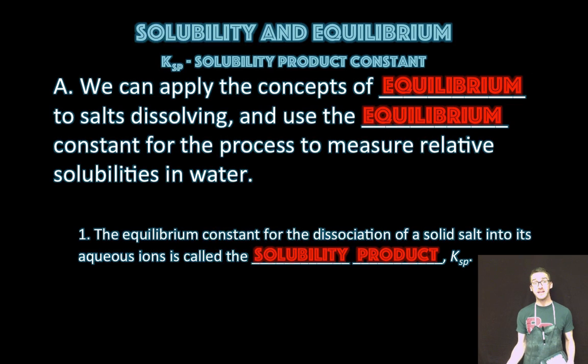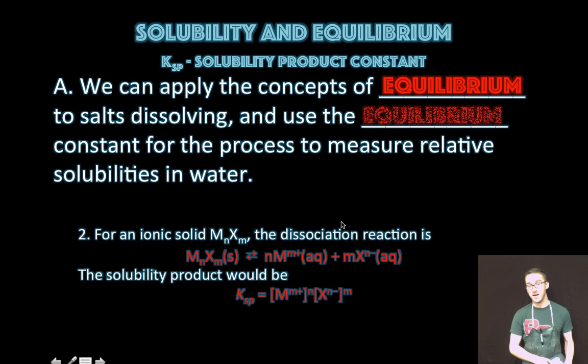So when we apply equilibrium to the solubility of slightly soluble salts, we're still talking about a K value, or an equilibrium constant value. We're just specifically going to call it the solubility product constant. Now, as you think about why we call it a solubility product constant, think about this generalized equation for the dissociation of a solid ionic compound into its ions.